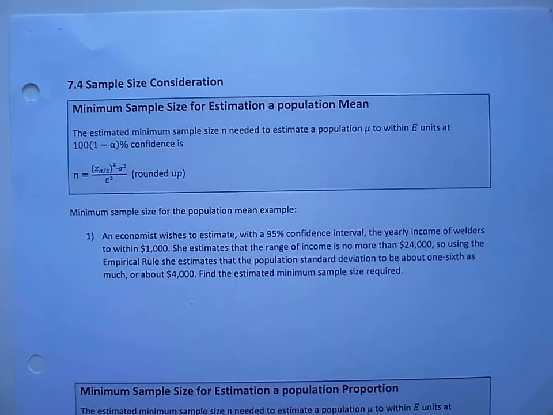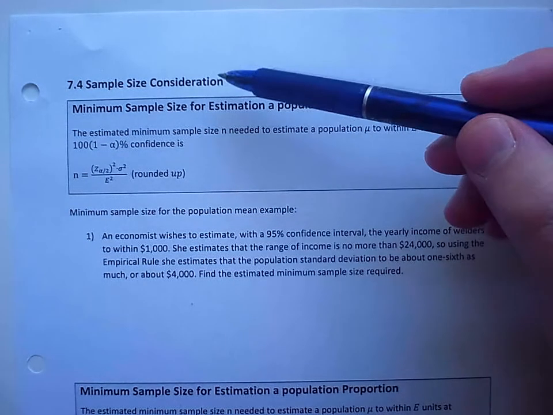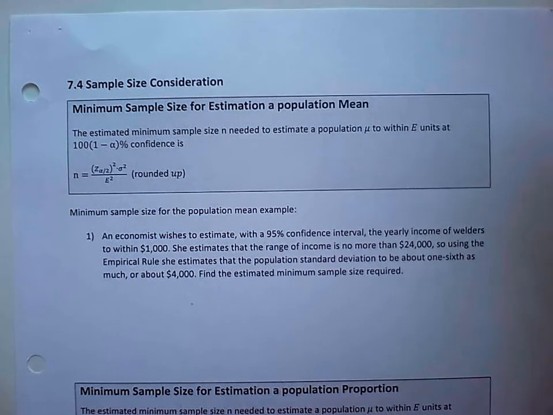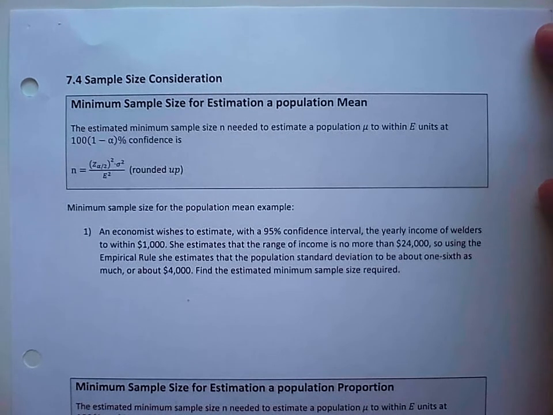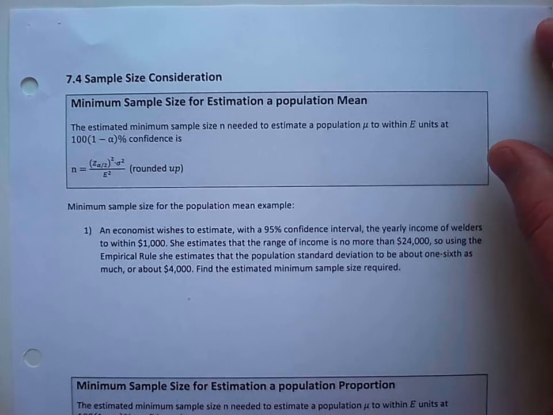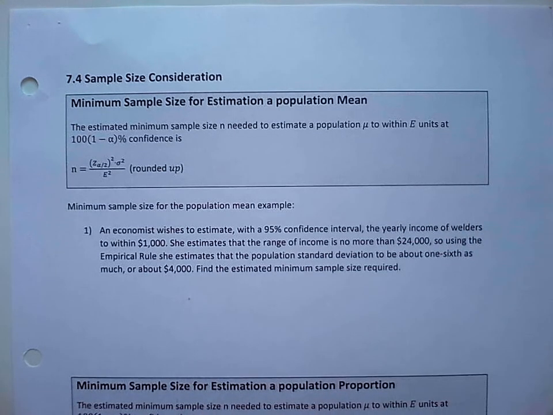So in this video we're going to cover section 7.4, which is sample size considerations. What the overarching picture of this section is this. So far, if we were looking to estimate the population mean, we always started off our questions with determining whether or not our sample size was large, so greater than or equal to 30, and also whether or not our population standard deviation sigma was known.